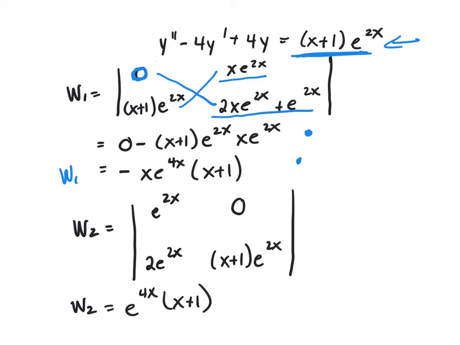W sub 2 is very similar to W1, except your columns change. Here you have the 0, here you have f of x. This is y sub 1, y sub 1 prime. Multiply to find the value of the determinant. Of course, this is going to 0 out here. W sub 2 is this. So we have found our 3 determinants.